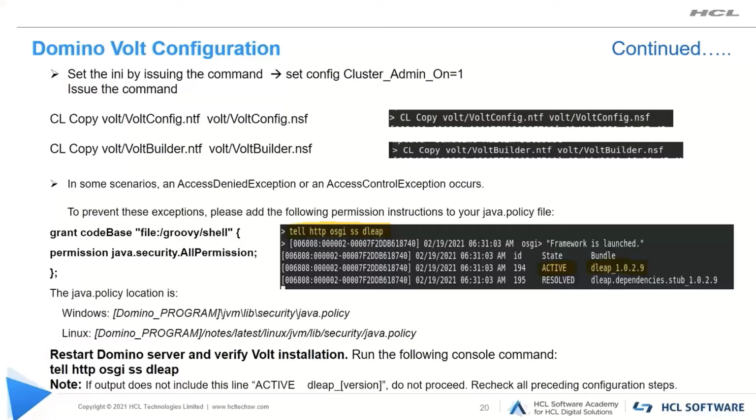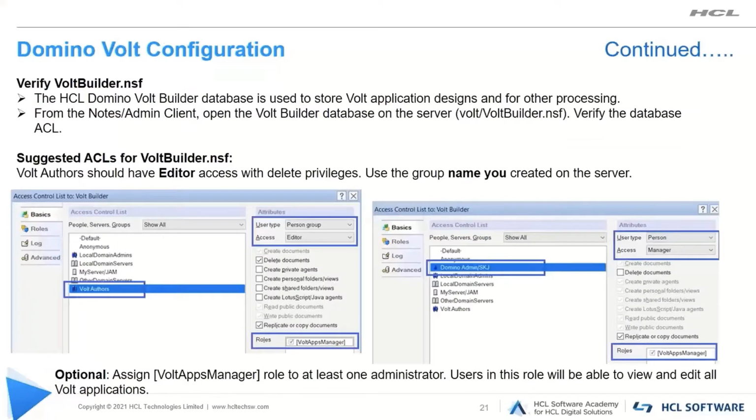After the suggested changes are done in the Java security policy, restart the Domino server and verify the Domino Volt installation by using the below command on the Domino server. The command is tell http osgi ss dlib. If the output does not include a line active dlib _version, then please do not proceed. Please recheck all previous configuration steps to verify where it went wrong. Moving to the next slide.